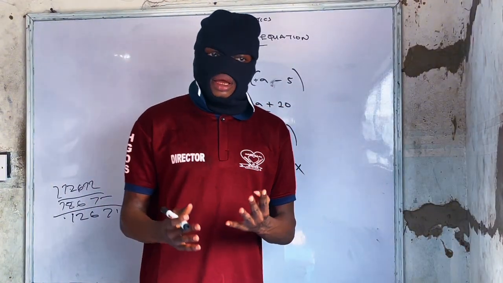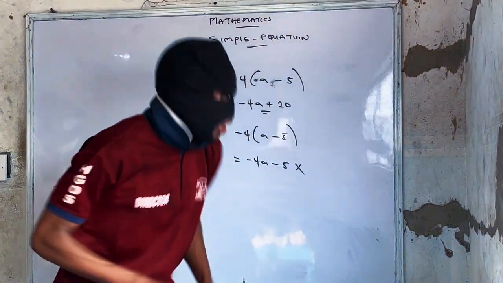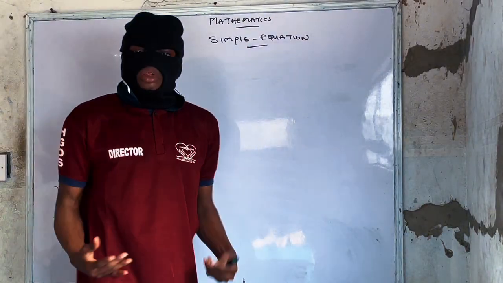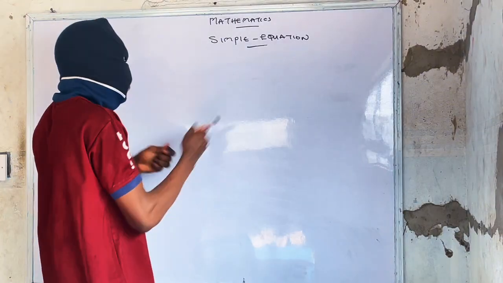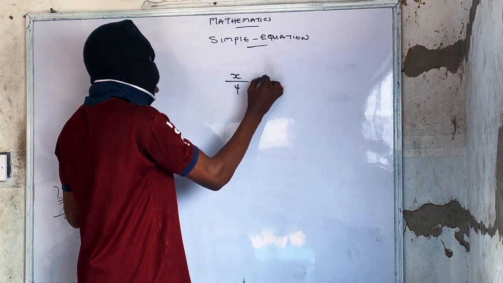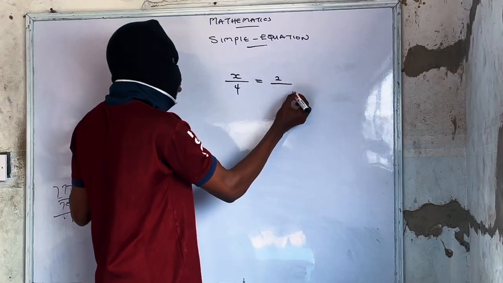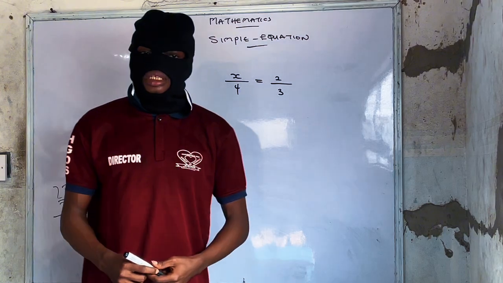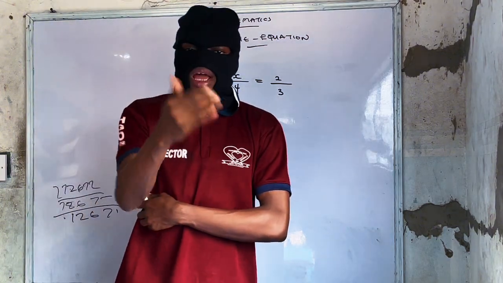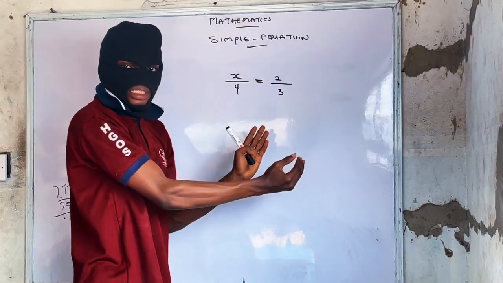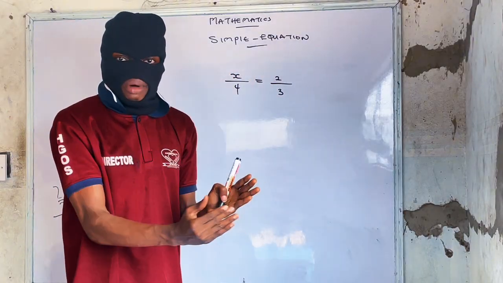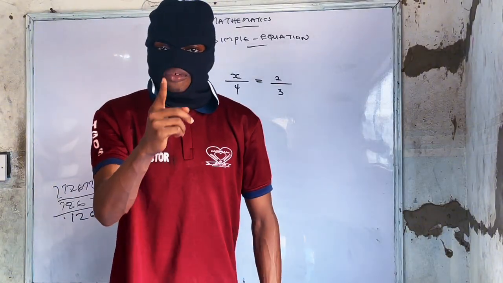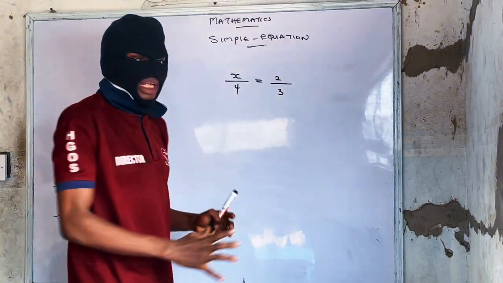What we want to do next is how to cross multiply. How do we cross multiply? Now look at this. Why do we cross multiply? If you have x over 4 equals 2 over, let me use 3. You have x over 4 equals 2 over 3. The reason why we cross multiply is because we want to eliminate fractions. Both sides are fractions. So the reason we are cross multiplying is for us to eliminate the fractions that are here.